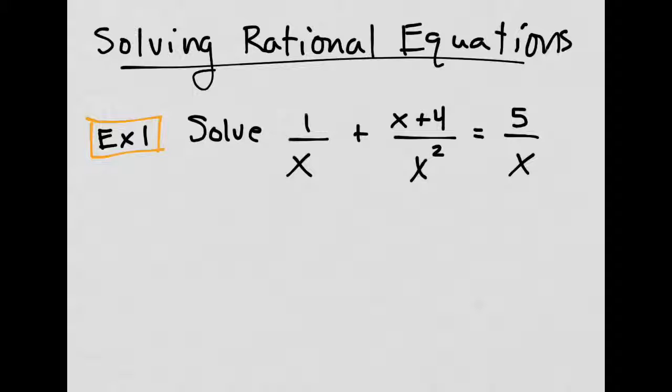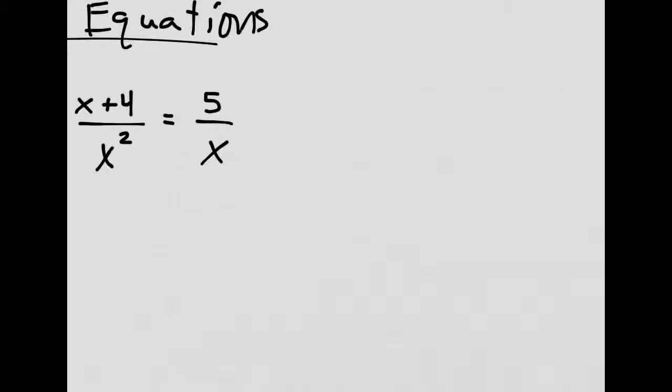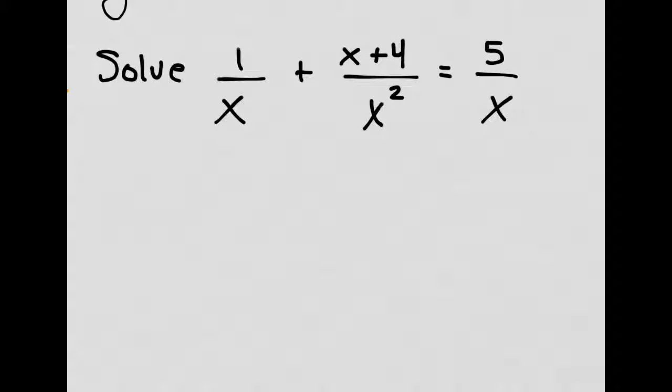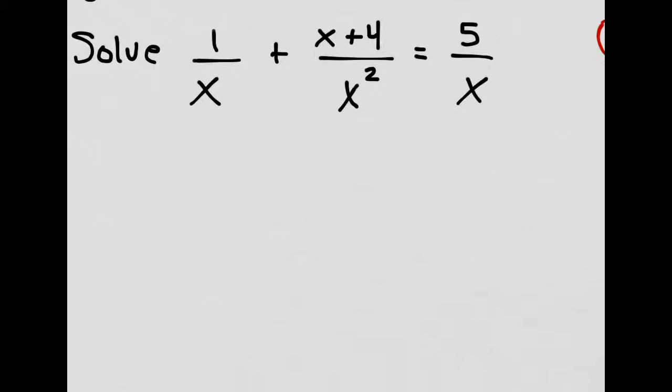Well, maybe the first thing I should do is write down the steps. So I'm going to write down the steps right here. So it's just step 1. Multiply. Okay, so we got to find out what is the greatest common multiple. What is the biggest thing from the denominators?